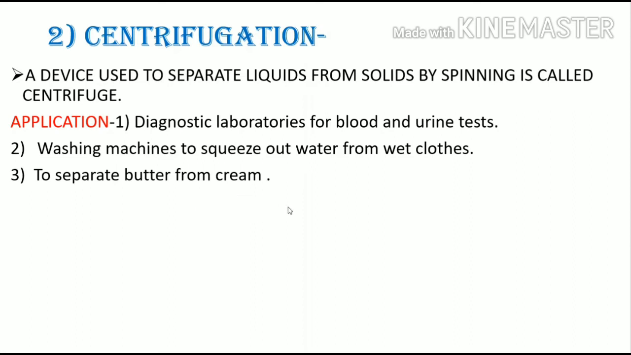The question will come, how can you separate butter from cream? The answer is centrifugation. So centrifugation is also used in our daily life. When we use washing machines, and when we separate butter from cream, we use this centrifugation process. So this is also connected with our day-to-day life.